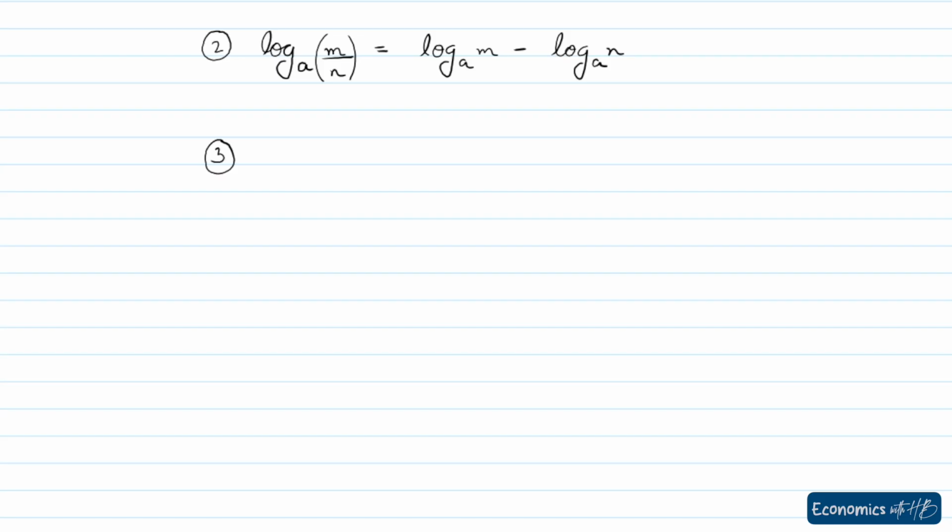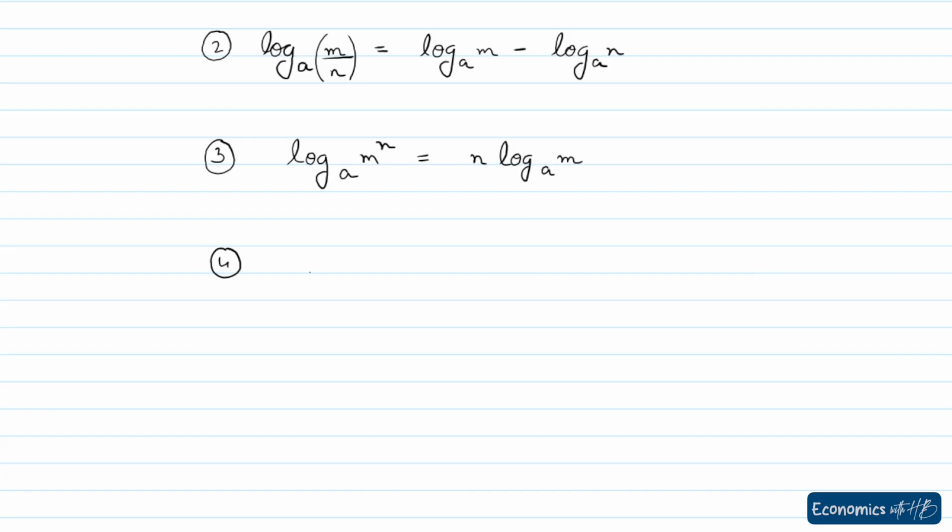Third property is the power rule. Log m to the power n to the base a can be written as n. This power n comes and becomes the coefficient, so n into log m to the base a, right? So this is very important. Log m to the power n to the base a is equal to n into log m to the base a. Okay, so the power becomes the coefficient.